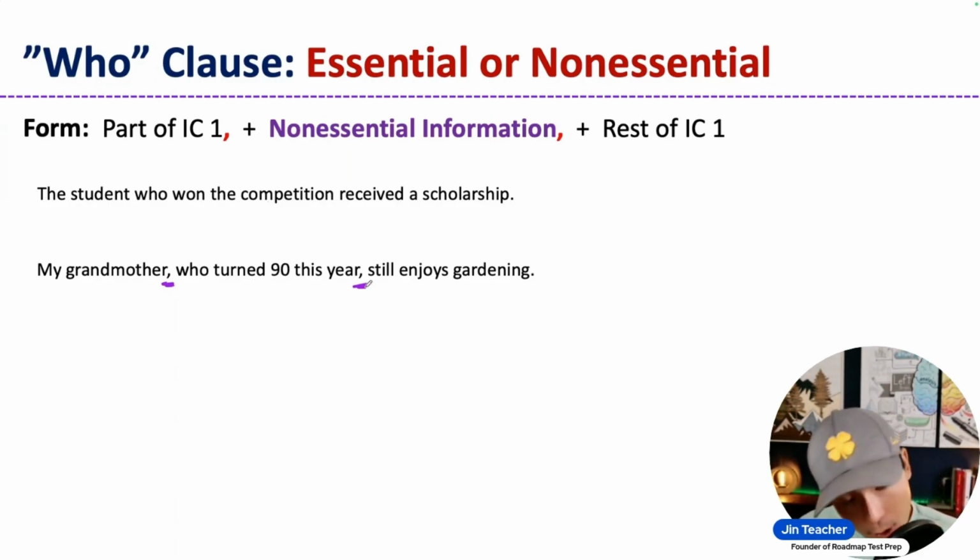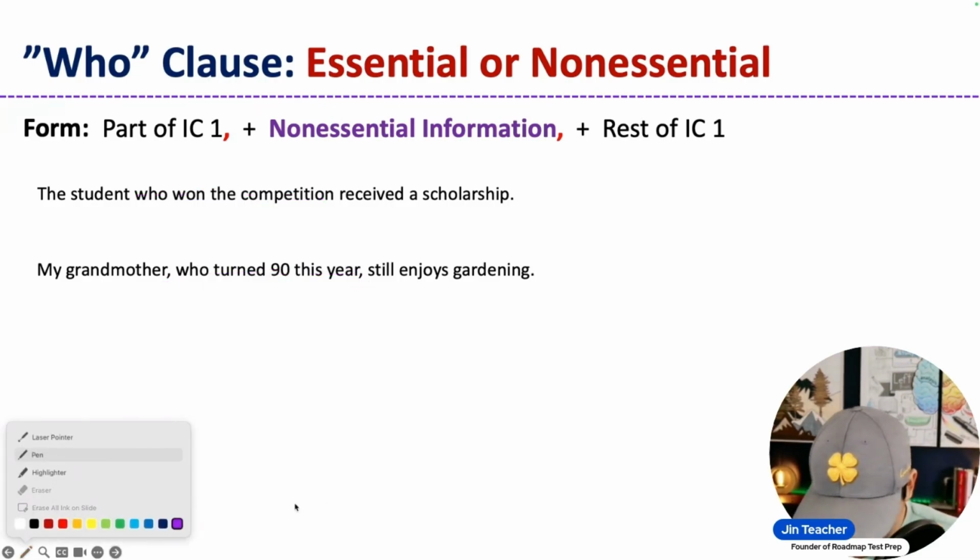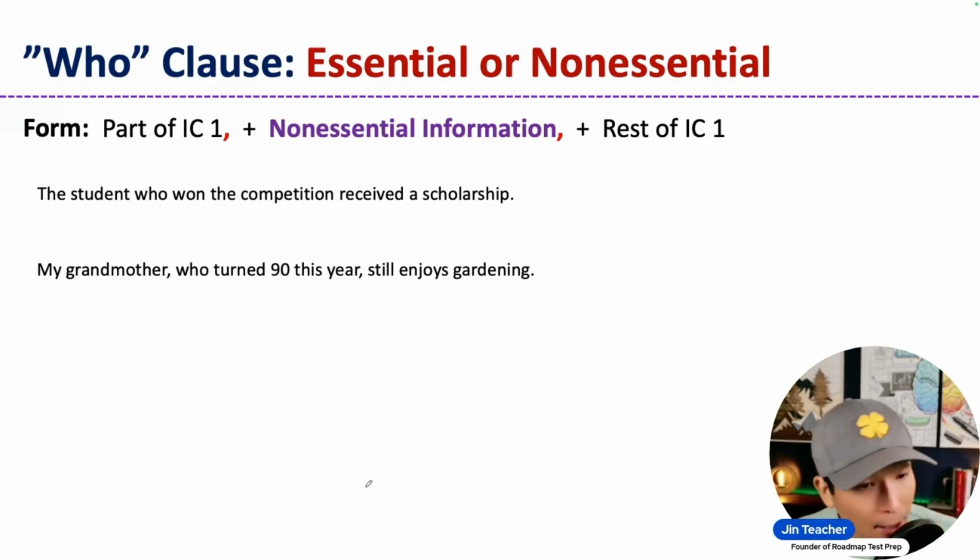Now notice how that's different from the previous sentence, where if we got rid of this who clause, the sentence becomes less clear, right? The meaning becomes less clear because now we don't know who we're talking about, because the student is very vague and very general. But when we say my grandmother, we still know who we're talking about. It's my grandmother. It's singular, right? So this is where we know that this who clause in the second example is going to be non-essential, okay? And that's how you can tell those different levels, whether or not the who clause is essential or non-essential.